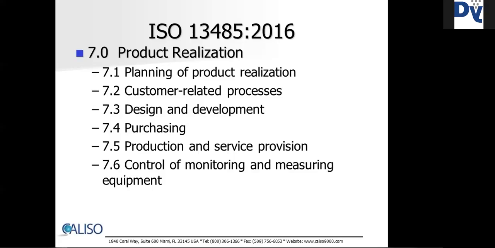If any of these requirements do not apply to your organization, you may exclude them from your quality management system as indicated in the scope. But again, remember, if you exclude a requirement, you must provide a justification.